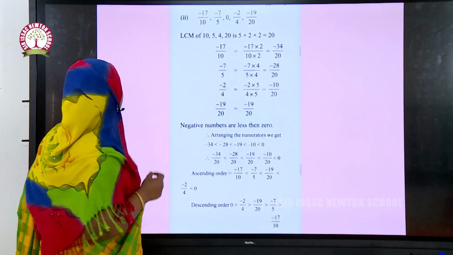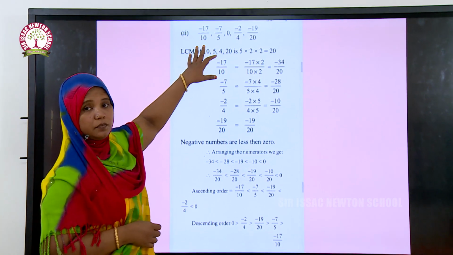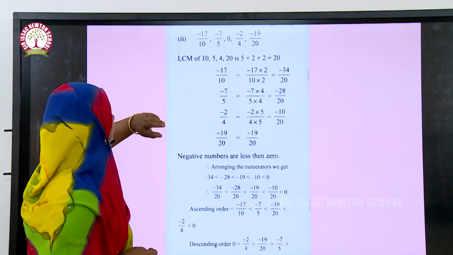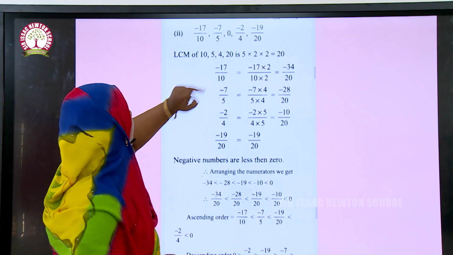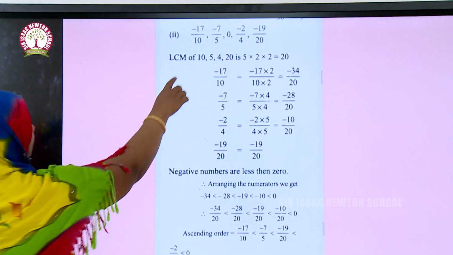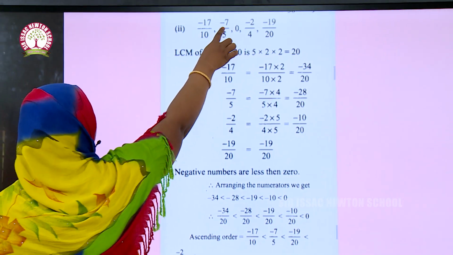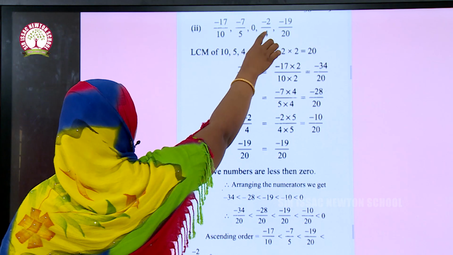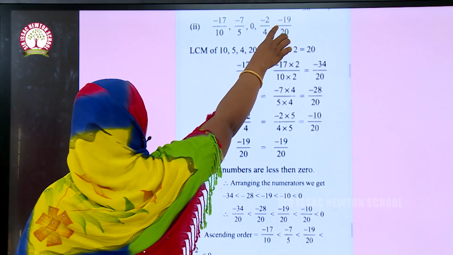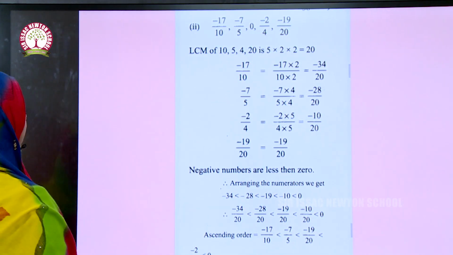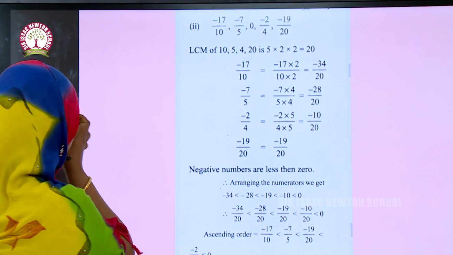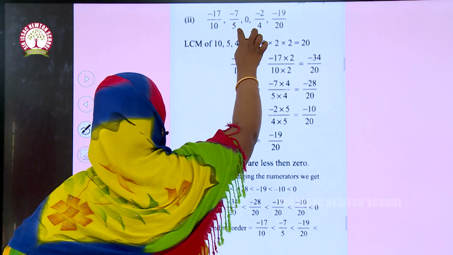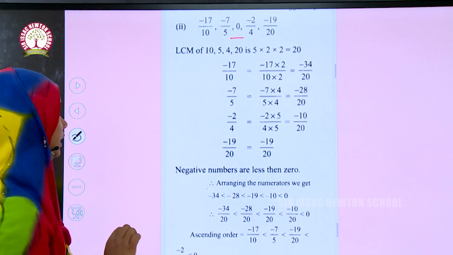So now the second subdivision. In this also we are going to arrange it in ascending and descending order. Look at the 5 rational numbers given: minus 17 by 10, minus 7 by 5, 0, minus 2 by 4, and minus 19 by 20. In this there is a value 0.